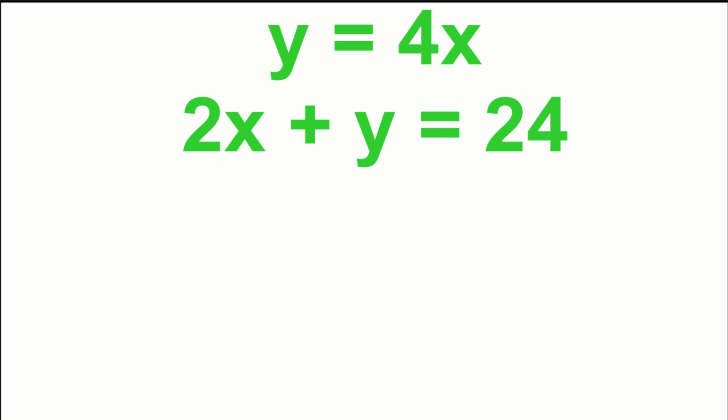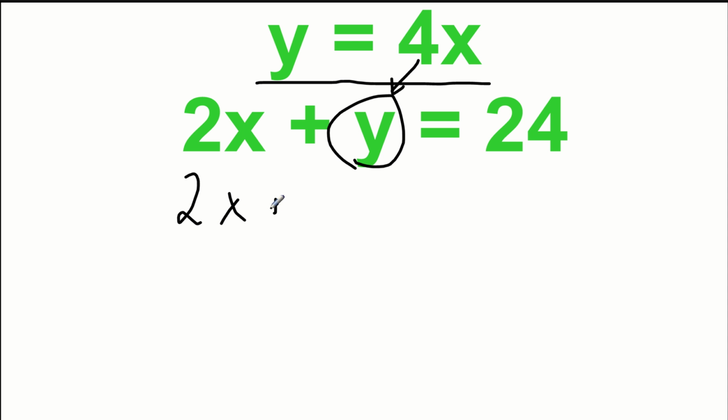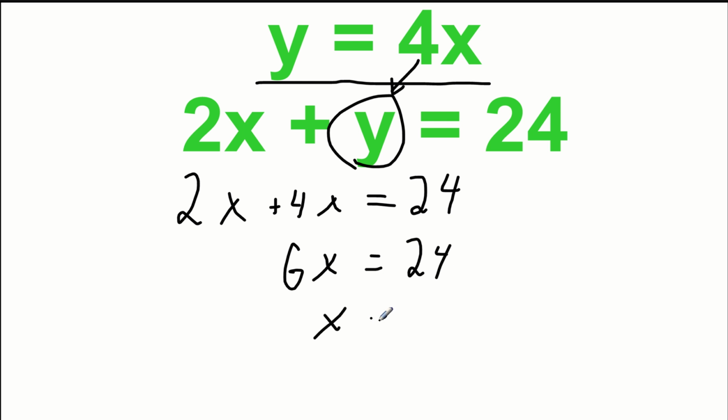So if I take this here, this tells me what y equals. I am going to take y out of the second equation and put the 4x in its place. So if I did that, I would have 2x plus 4x equals 24. Everybody okay with that step? Then we solve. 2x and 4x make 6x equals 24. We divide. X equals 4.